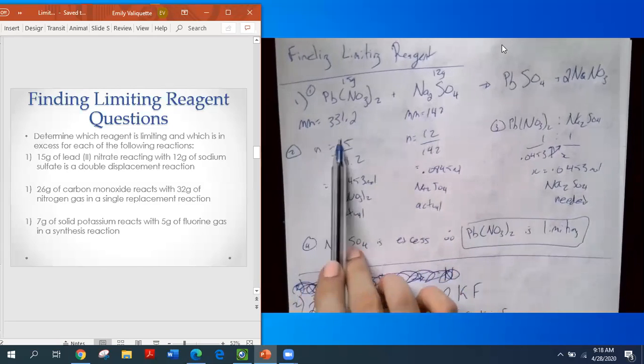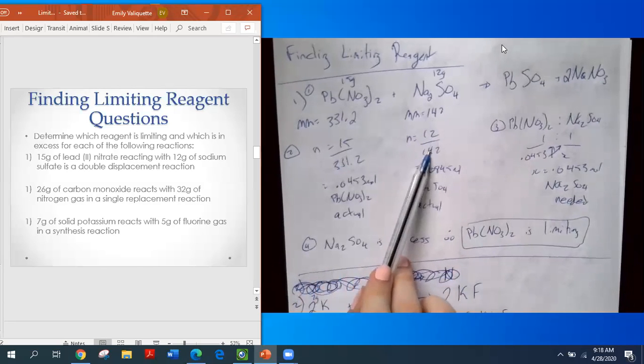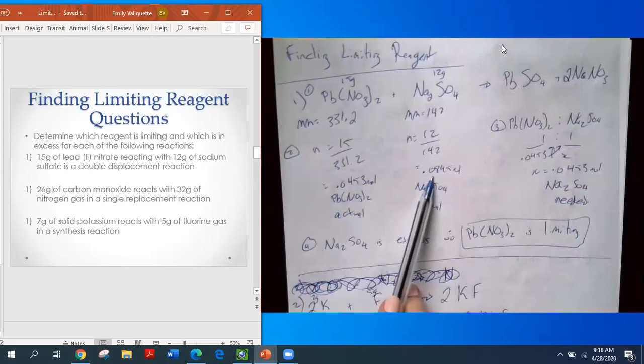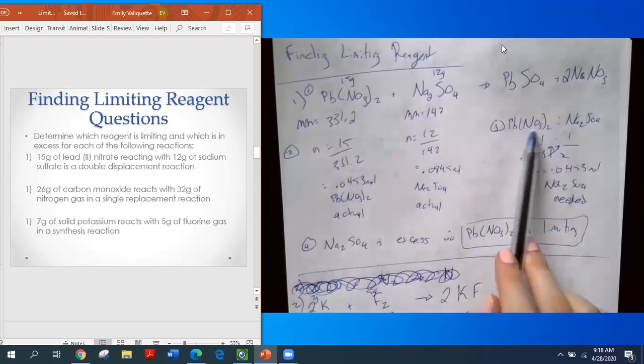Then I do moles equals mass over molar mass to find the actual moles of both reactants. You should get 0.0453 moles of the lead nitrate and 0.0845 moles of the sodium sulfate. Then we set up a mole ratio between our 2 reactants. It is a 1-to-1 ratio in this case.